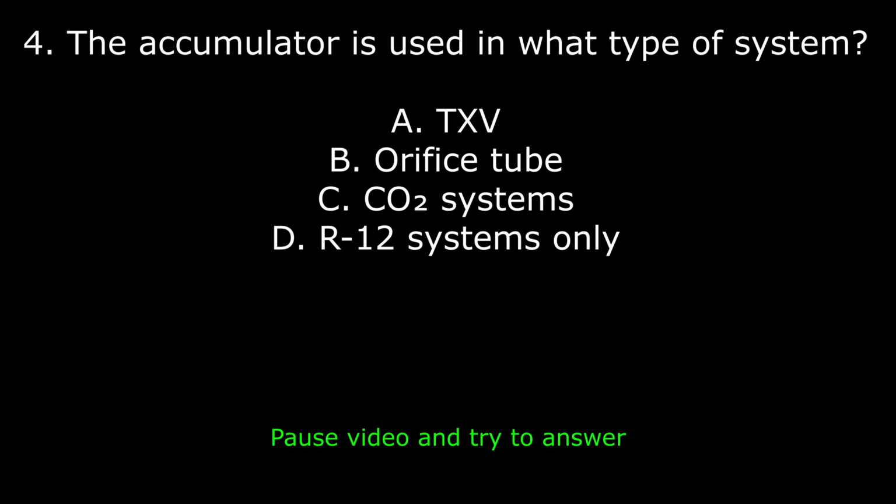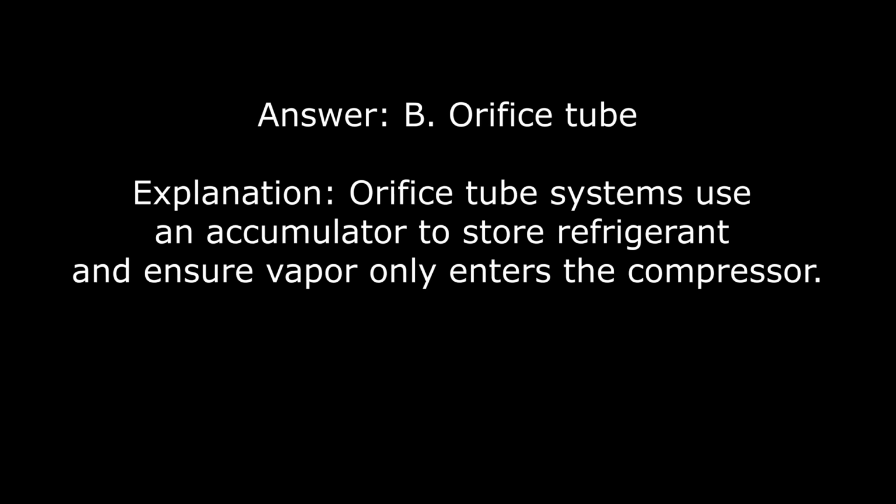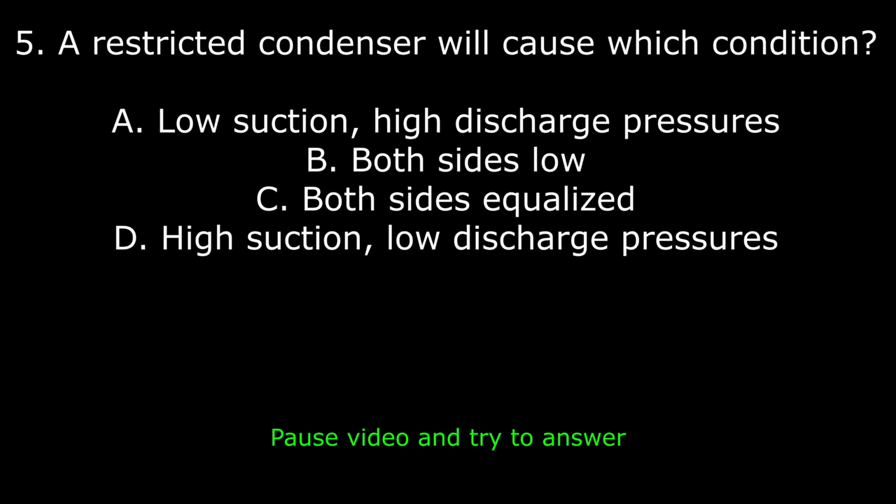4. The accumulator is used in what type of system? A. TXV. B. Orifice tube. C. CO2 systems. D. R12 systems only. Answer: B. Orifice tube. Explanation: orifice tube systems use an accumulator to store refrigerant and ensure vapor only enters the compressor.